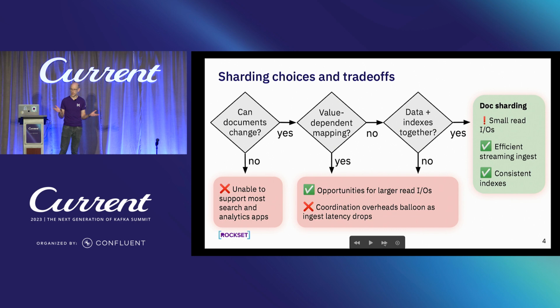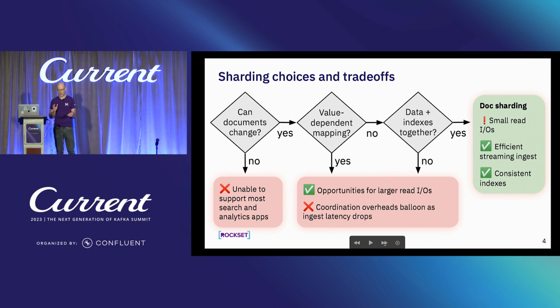The next big question is whether you use the values in the record to decide which shard the record lives on, or whether it's independent of that. A lot of systems use some sort of clustering in order to allocate where the data is located. This gives you opportunities to do larger read IOs, because if you have some sort of predicate on your query, then all the data that matches that predicate will be near each other.